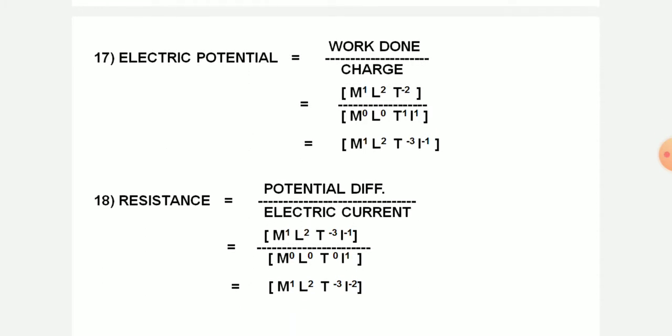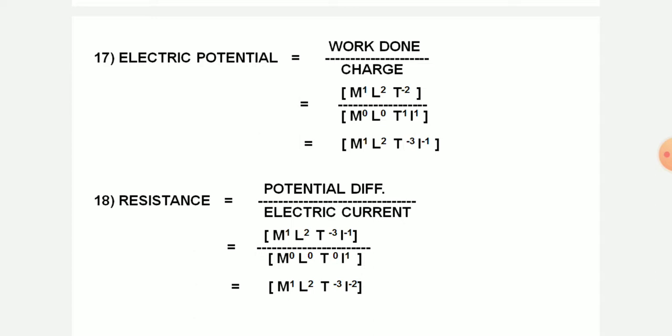When we shift this denominator quantity into the numerator, the sign of the power will be changed. So this is m1 minus 0 is 1, L2 minus 0 is 2, T minus 2 and minus 1, this will become minus 3, and I power is 1. When it goes in the numerator, this will become minus 1. So m1 L2 T minus 3 I minus 1 is the dimension of electric potential.